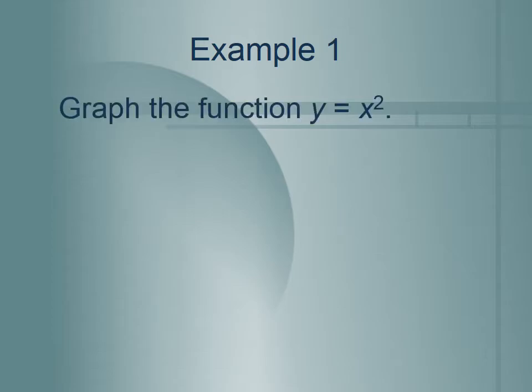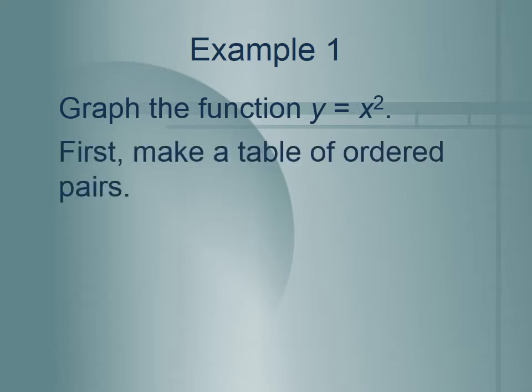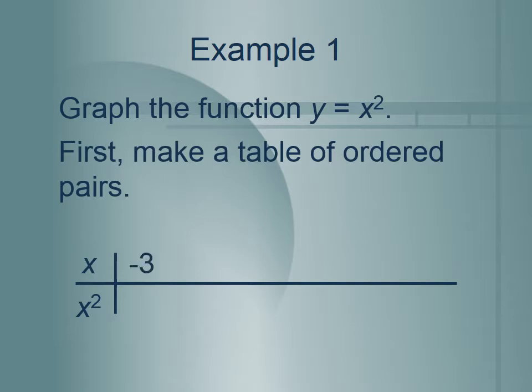Okay, so let's look at this example where we need to graph the function y equals x squared. The first thing we want to do is set up a table so we can get some ordered pairs. We're going to let x be a number, and that will tell us what x squared is, which will tell us what y is. The first number is -3, so -3 squared is 9. So our first ordered pair is (-3, 9). Our second x value is -2. X squared would be 4, which means our second ordered pair would be (-2, 4).